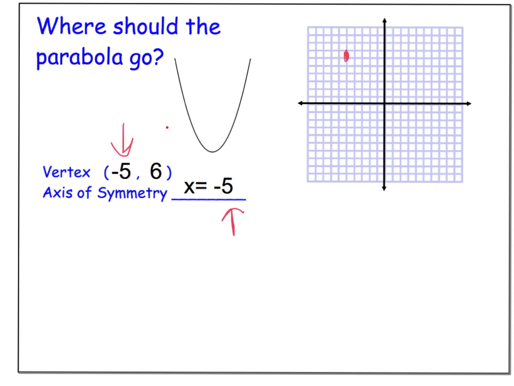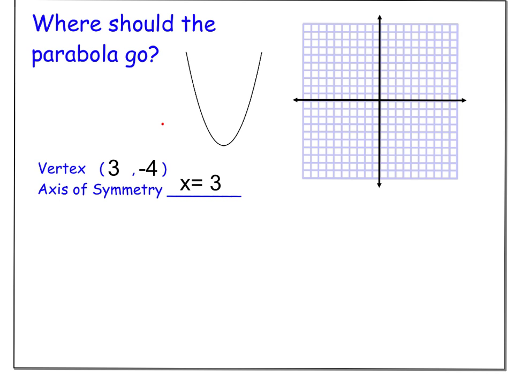We're just kind of playing pin the tail on the donkey right now, so we're not really sure how wide or narrow our parabola is, but we're just making sketches. I'll have you try this one. Your vertex is located at (3, -4) with an axis of symmetry logically at x equals 3. So pause the video and try to figure out where this parabola goes. And I have mine located right there.